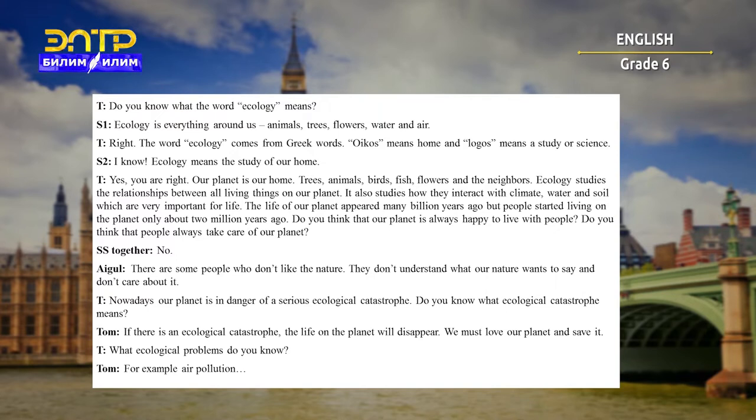What ecological problems do you know? For example, air pollution. What is ecology? It's study about home. It comes from Greek words oikos and logos. Very good. And what does it usually study? Trees, animals, birds, fish, flowers, and other things.